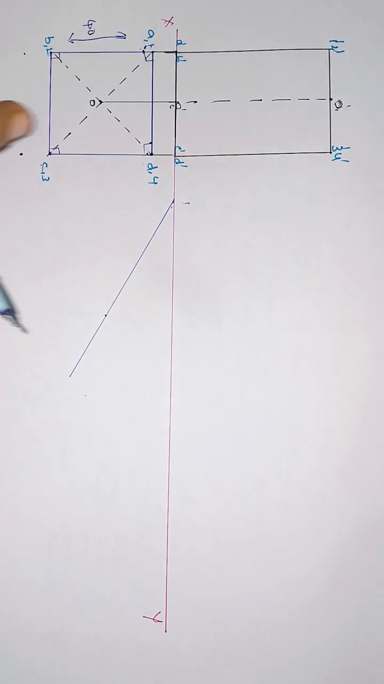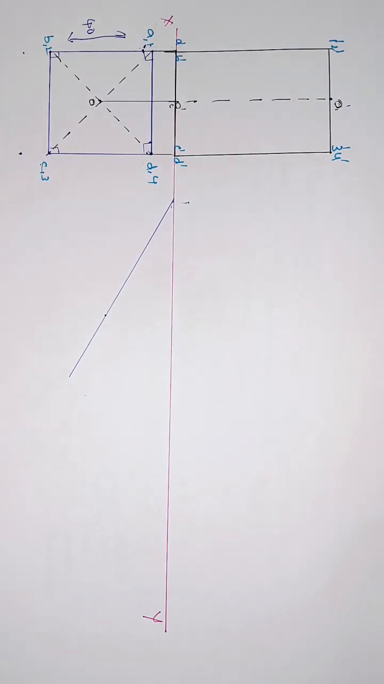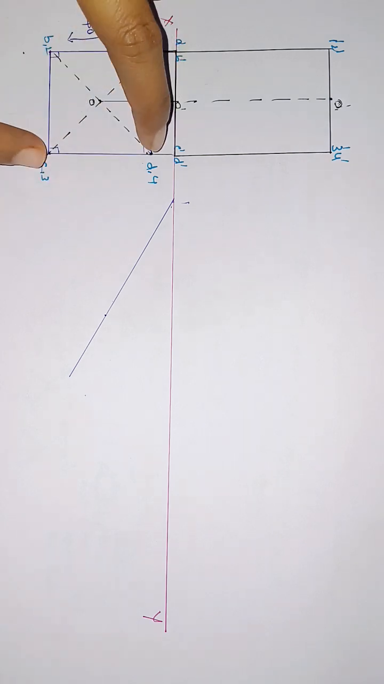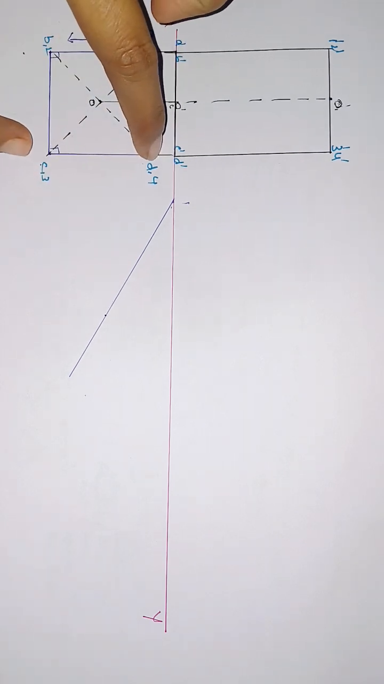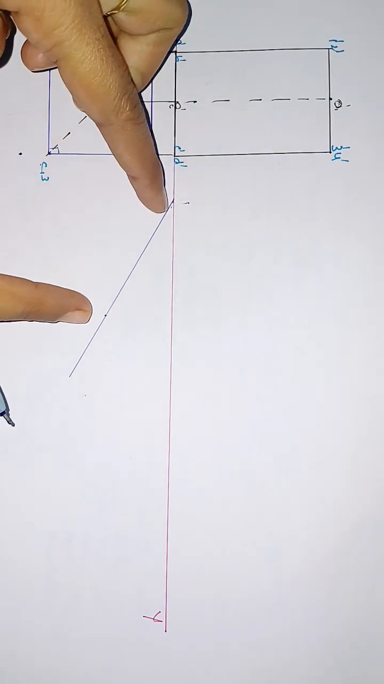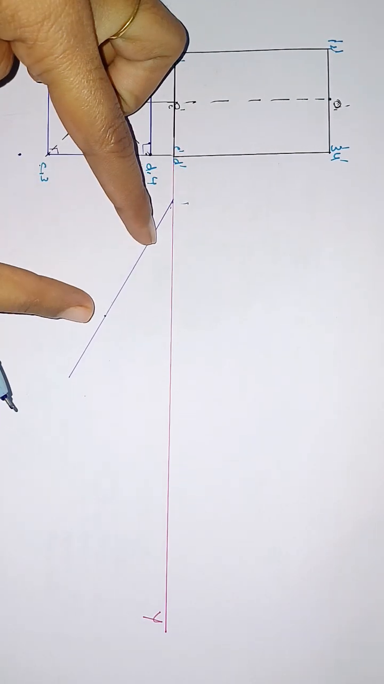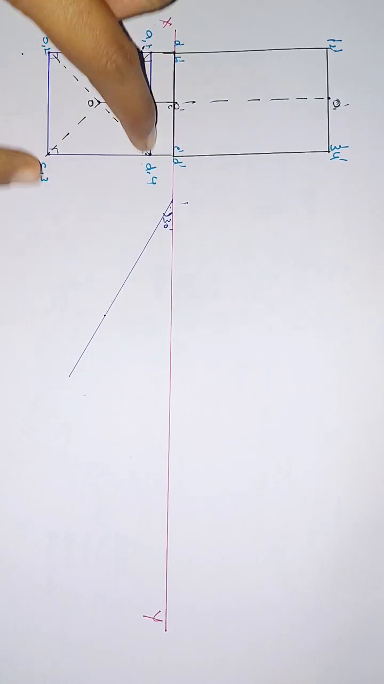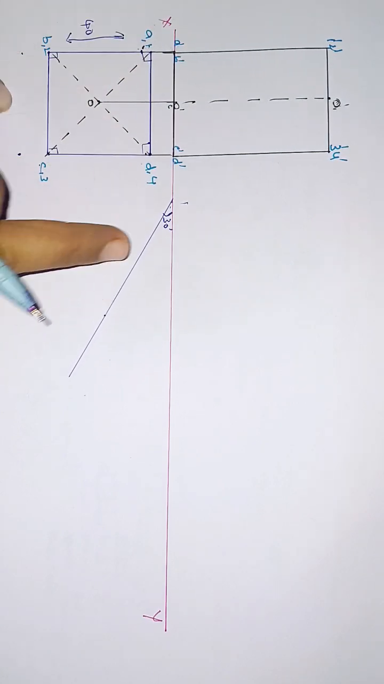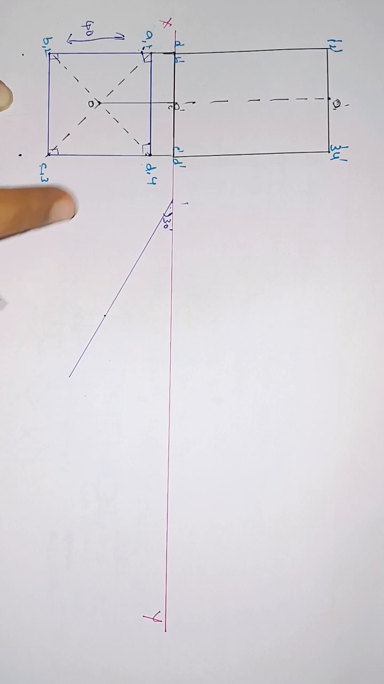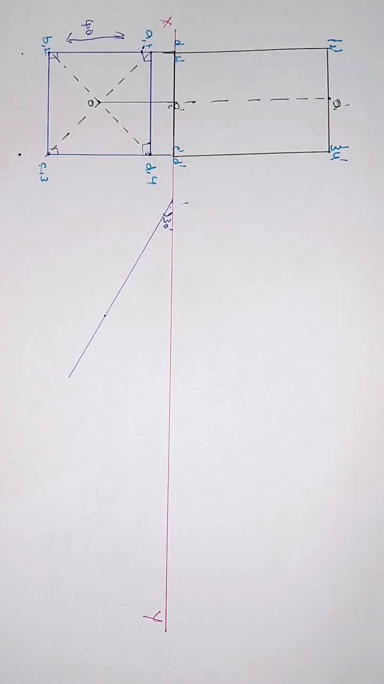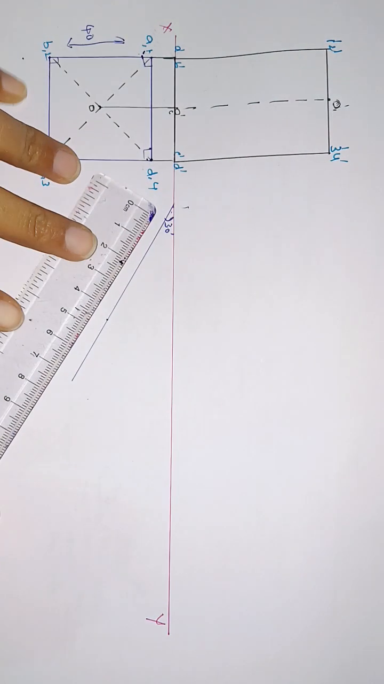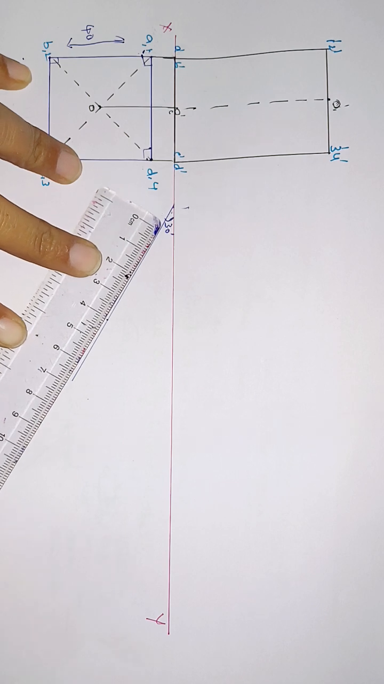For any base, you have to take 30 degrees to the VP, which means it is a HP, so it is in the clockwise direction. For any face, I am tilting this D and C by 30 degrees. So I mention 30 degrees here. So it comes D and C, and next C to B, B to A, and again D. Mark D and C with the help of the scale, 40 mm.